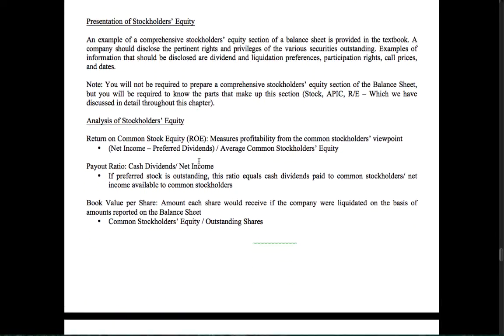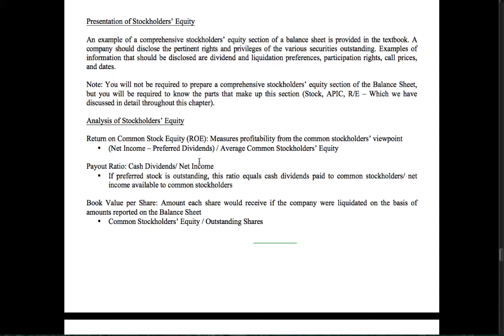Next, let's go into the presentation of stockholders' equity. There is an example in your textbook of a comprehensive stockholders' equity section. This shows you how companies presented in their financial statements and their disclosures, and they make sure that they put certain rights and privileges of the various securities in there.